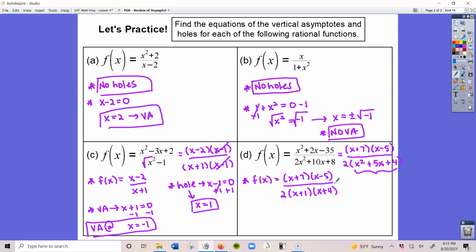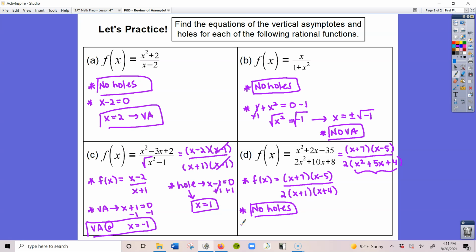Now if you look at your factors, it looks like there are no common factors, because in the numerator we have plus 7 minus 5, in the denominator we have plus 1 plus 4. There's nothing in common in both the numerator and the denominator, so nothing is going to cancel. Again, since nothing cancels, this means that there are no holes.